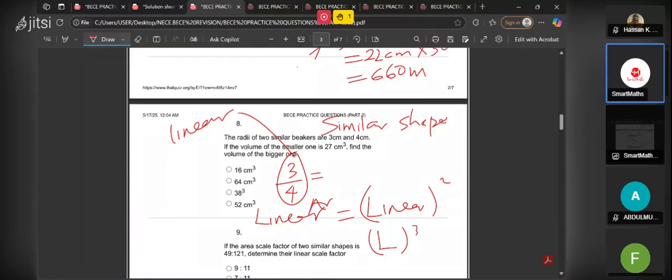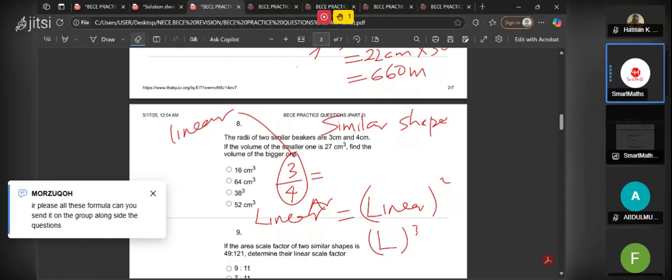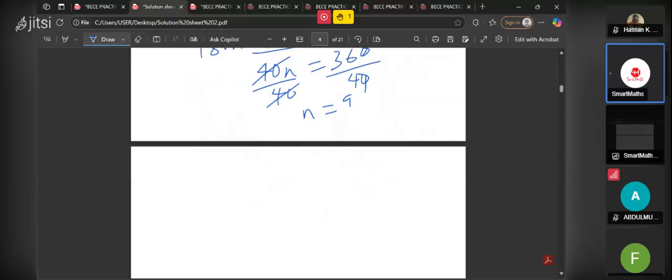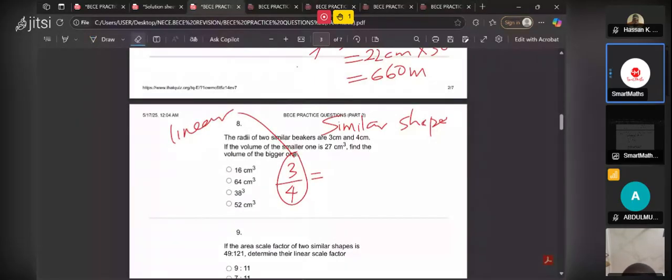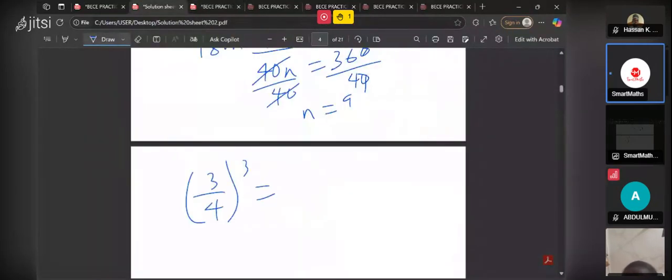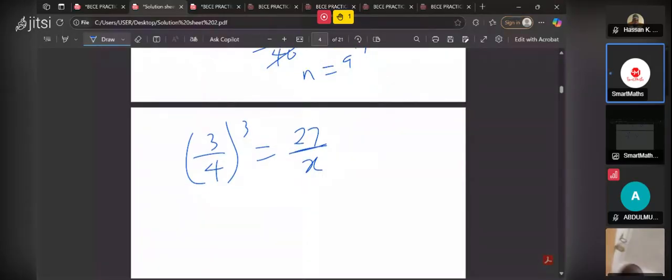In this case, we cannot equate this to volume until we cube. We are going to cube it. That's going to be 3/4 everything cubed equals the volume we are given here. We are given the volume of the smaller one, which is 27. Then we are looking for the volume of the bigger one. Let's say it is x. So from here, we can find the answer. That's 3 cubed all over 4 cubed equals 27 all over x.